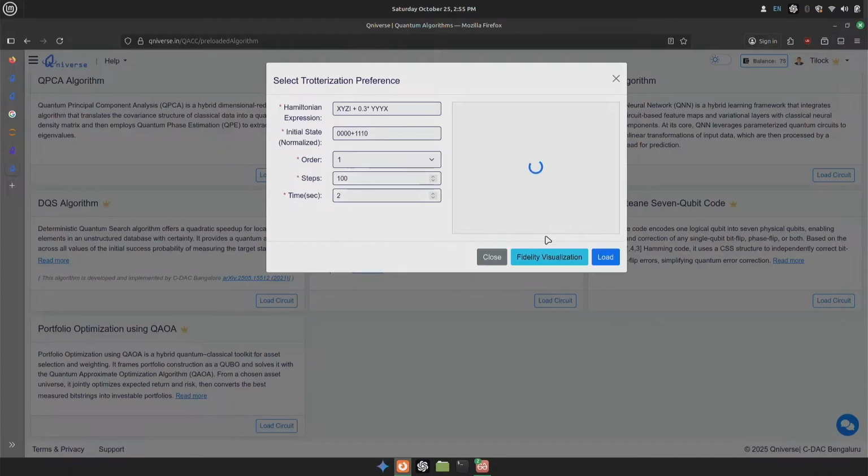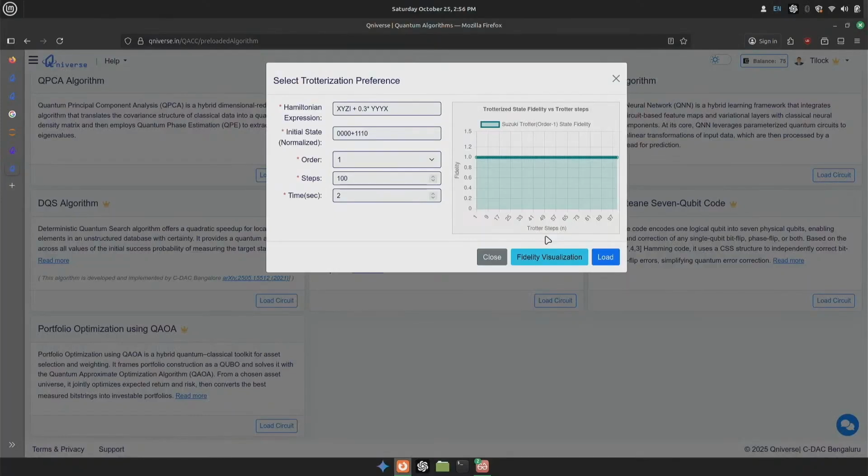So if I do the fidelity visualization, this graph speaks about fidelity visualization. As I said, fidelity is a quantity that helps us understand how accurate our state is. Fidelity always lies between 0 and 1. If it is close to 1, that means my state is correct, and if it is close to 0, that means whatever simulation I have done is not that correct.